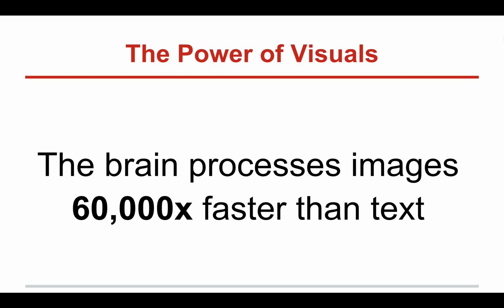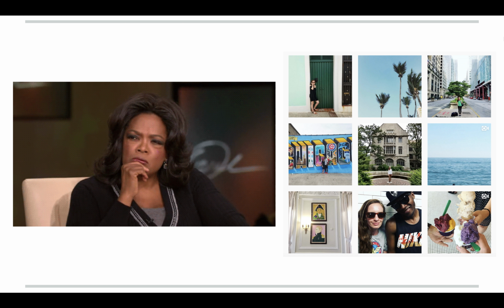So when we think about the power of visuals, the brain processes images 60,000 times faster than text. So it makes sense when you stop and think about it why Instagram is so popular these days, because we prefer images, right? It doesn't mean we don't read anymore, but stop and think about your own Instagram tendencies. How many of you actually read the captions on Instagram rather than focusing on the images there?